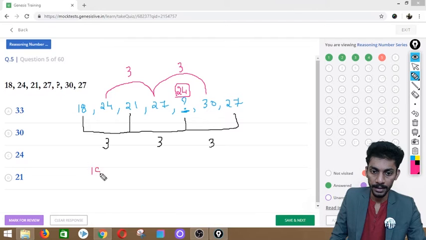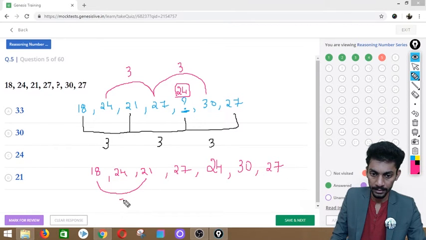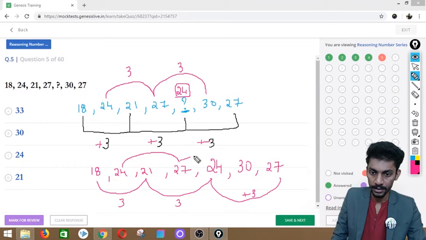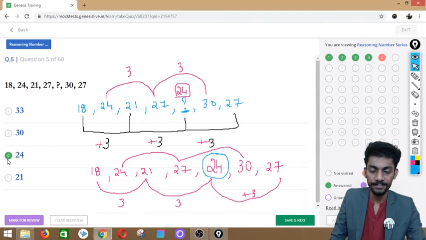Okay, how is that the answer? 18, 24, 21, 27, 24. This is our answer. I've written it in large size, and 27. See here, the difference is 3. Plus 3 is added everywhere. 24 plus 3 is 27. Even here, 24 plus 3, 27. 27 plus 3 is 30. Okay, what's the answer? Answer is 24. Okay, that is option C, 24.